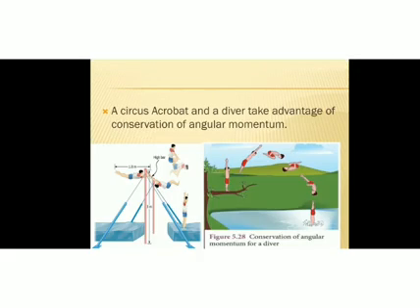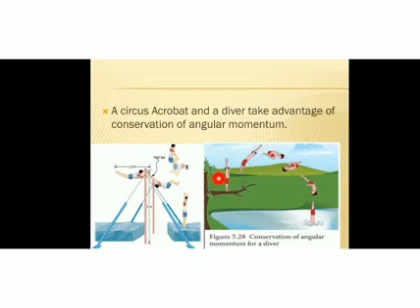Now you can see a circus acrobat and a diver also take advantage of conservation of angular momentum. See here, the diver, while leaving the springboard, is throwing himself in a rotating motion. When he brings his hands and legs close, like this, what happens? His moment of inertia will decrease and omega will increase. So the speed of this boy is increasing now.